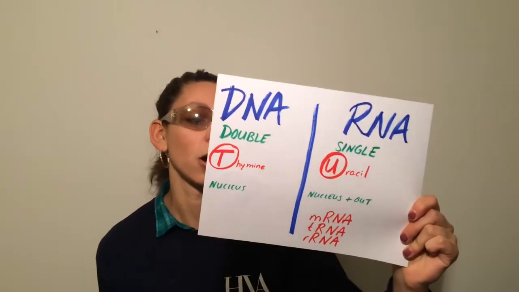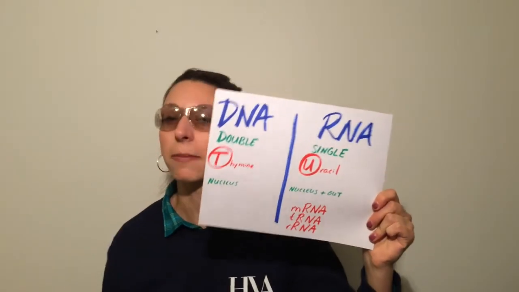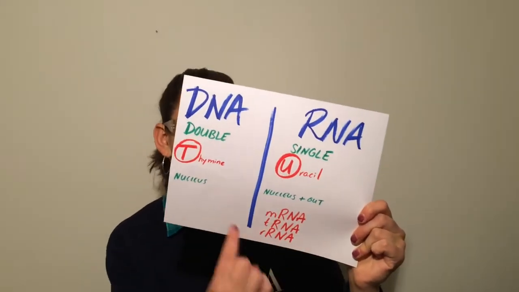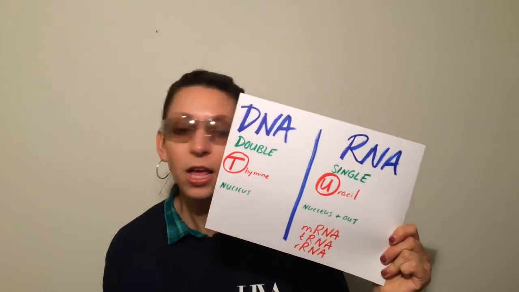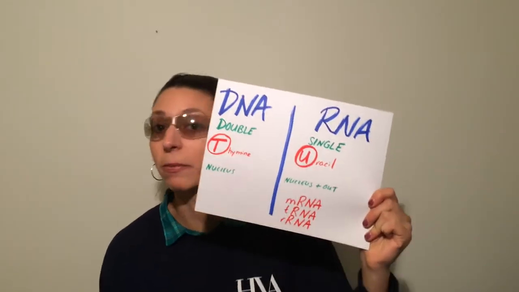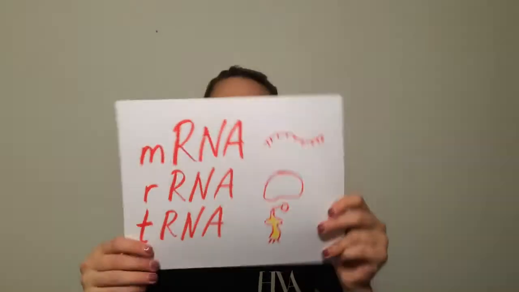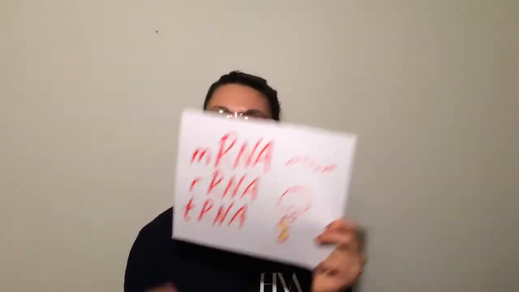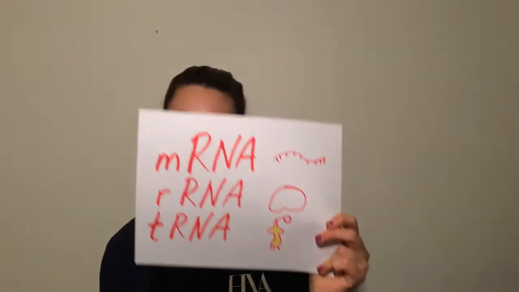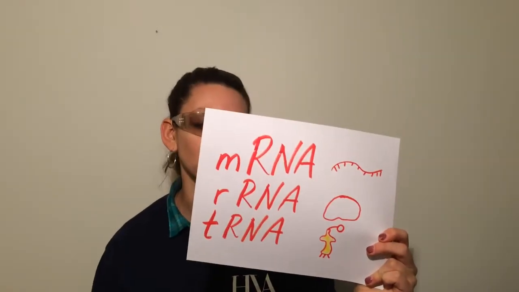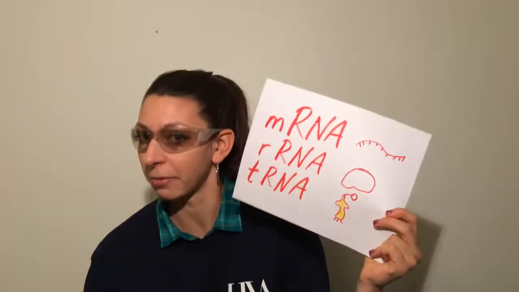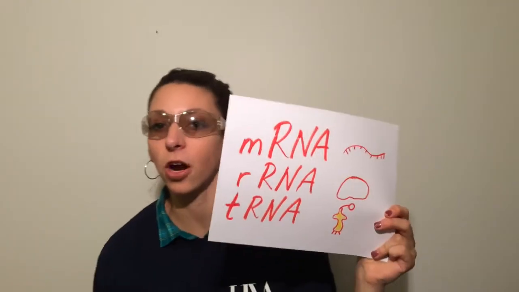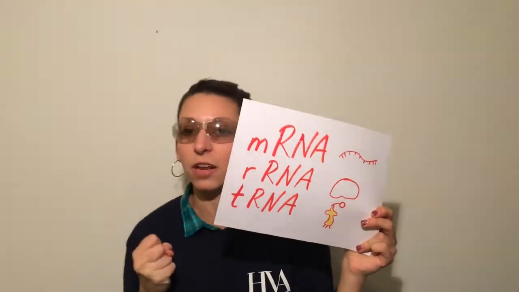uracil in RNA. And finally, there's three key types of RNA: mRNA, tRNA and rRNA, messenger, transfer, and ribosomal RNA, which we'll talk about. So these three big guys are messenger, because this one is the one that's going to be copying the original DNA strand, sending that message out of the nucleus. Ribosomal makes up the ribosome, easy enough. And transfer RNA is going to transfer over that amino acid so we can build our protein.